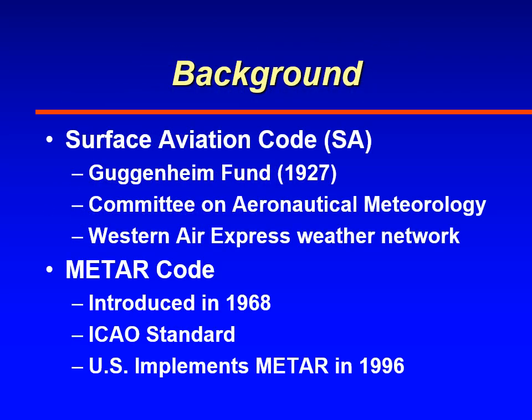The first thing I'd like to discuss is where surface weather observations came from. Back in the 1920s, the late 1920s, aviation was very dangerous. Aircraft were crashing, and weather was a huge factor in that. The Guggenheim Foundation had a large sum of money, and they funded a study and set up a committee called the Committee on Aeronautical Meteorology. And what that committee did was they funded the development of an aviation weather network.